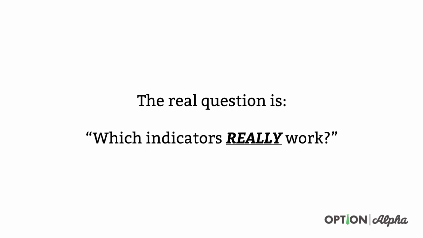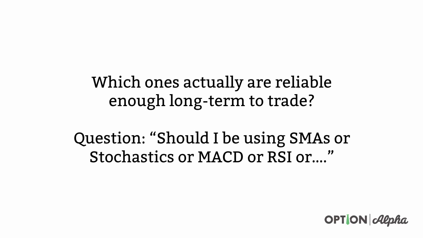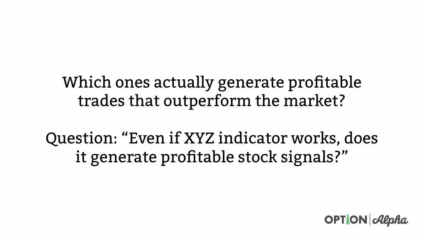So here's the deal. The real question becomes, which indicators really work? Which ones are actually reliable enough long-term to trade? The question you might have is, should I be trading using SMAs, which are simple moving averages, or stochastics, or MACD, or RSI, or all the other indicators out there? Which ones actually generate a profitable trade that outperforms the market? Even if you found an indicator that works, meaning it's reliable and has good signals that work more often than not, does it actually generate profits? When it works, do the profits overshadow the potential losses when it doesn't? I think that's a real key question that not enough people ask in this industry.